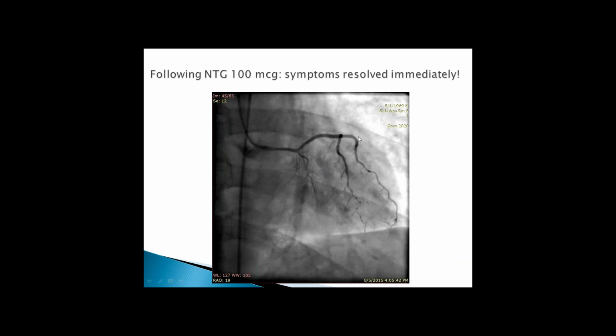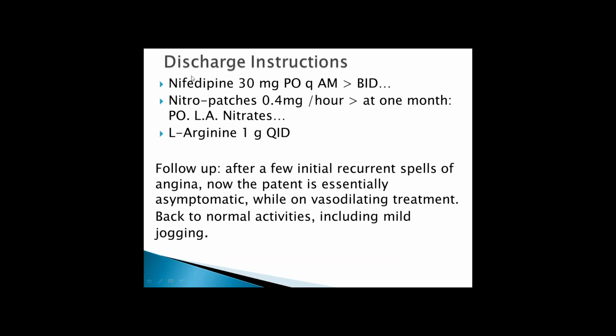With nitroglycerin, everything returns to normal. Blood pressure, EKG changes, chest pain, and the size of the arteries return to normal. So the patient was discharged on nifedipine and nitro patches that eventually were changed to long-acting nitrates and L-arginine, 1 gram 4 times a day, to restore nitrates in the wall of the endothelium.